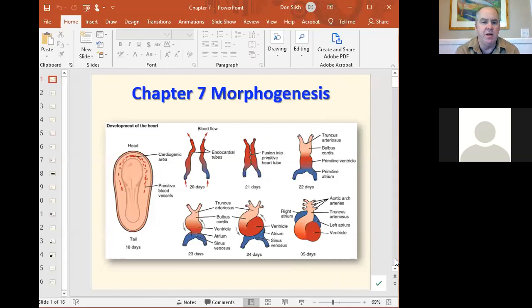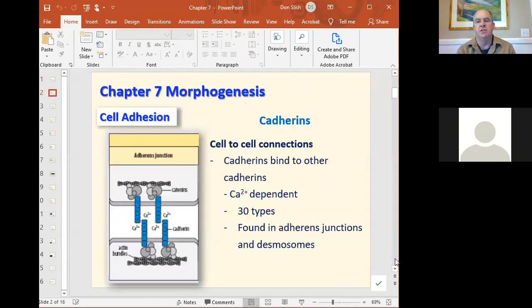So before we get into what is actually going on, we have to talk about the things that are holding cells together and the things that are making cells move, because that's what's going to be operative here. And I'm going to be skipping around this chapter because we don't have time to do it all, and there's only some things that I think really relate to what we've done already.